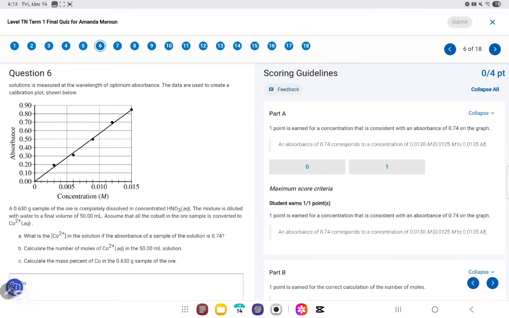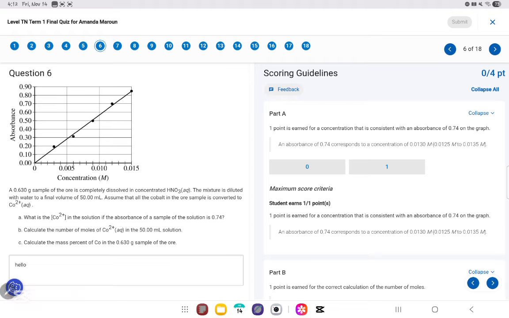Right? But we need to put it to the correct number of significant figures, which is 3. I don't determine it from the graph, I determine it from here. So it is 3, right? So that means for part A, my answer is going to be 0.0130 molarity. Okay, now we'll move on to part B.